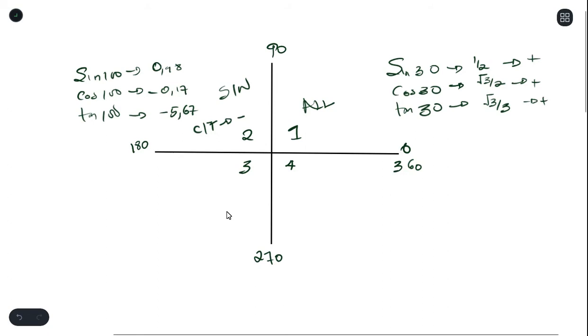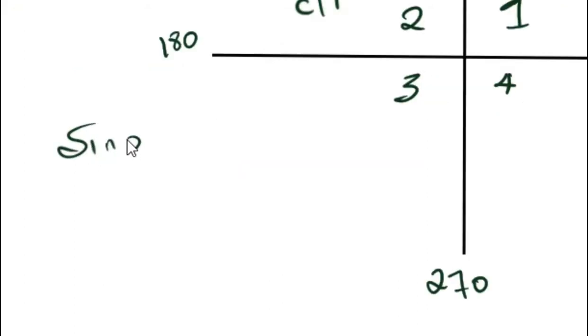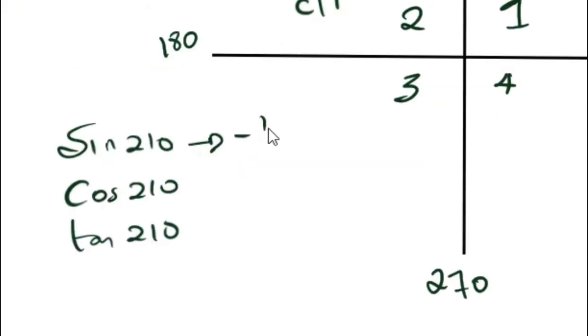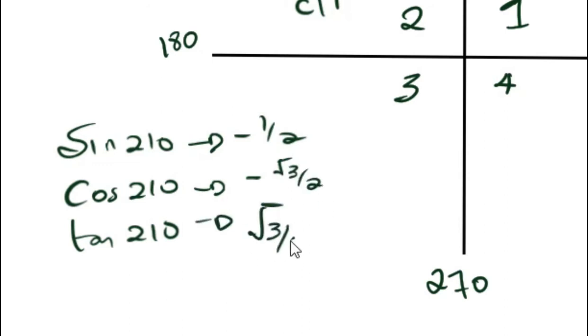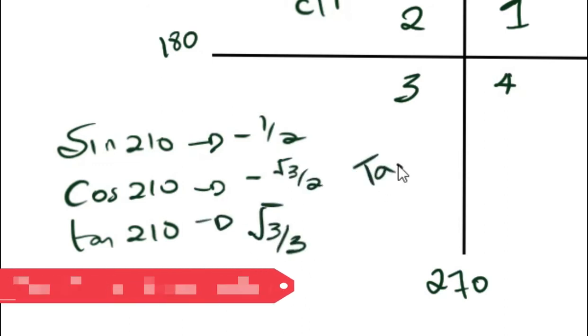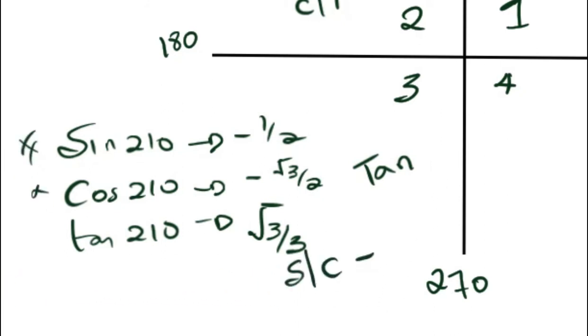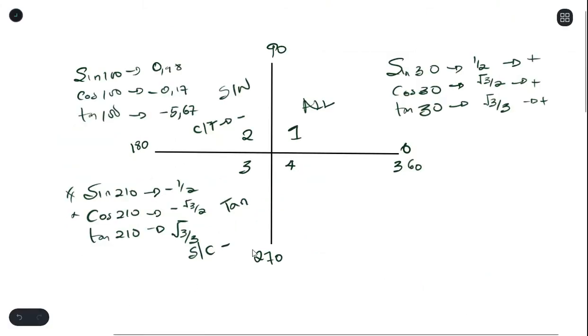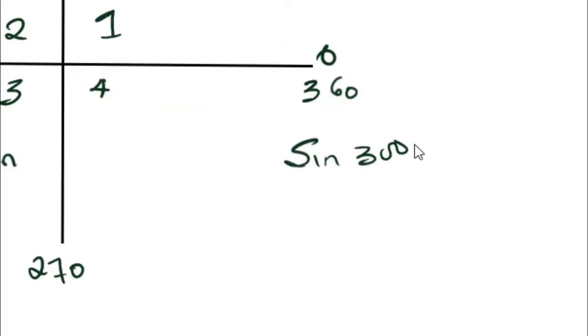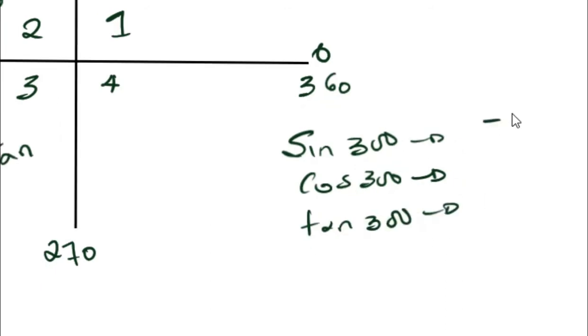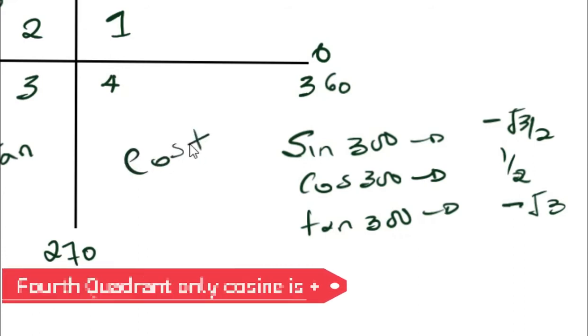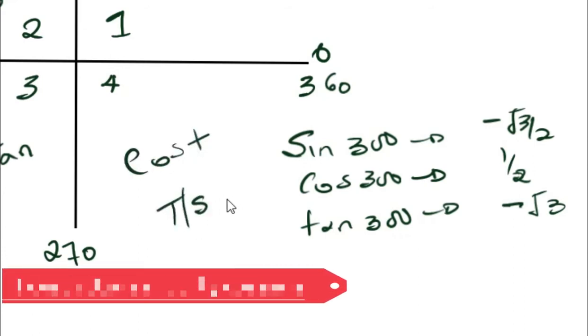Now for the third quadrant, we try out a value that falls between 180 and 270. So let's say we put in 210. For this quadrant, we understand that tan is positive, but cos and sine are negative values. And for the final quadrant, which goes from 270 to 360, we substitute something like 300. So now for this quadrant, we see that only cos is positive, while tan and sine are negative.